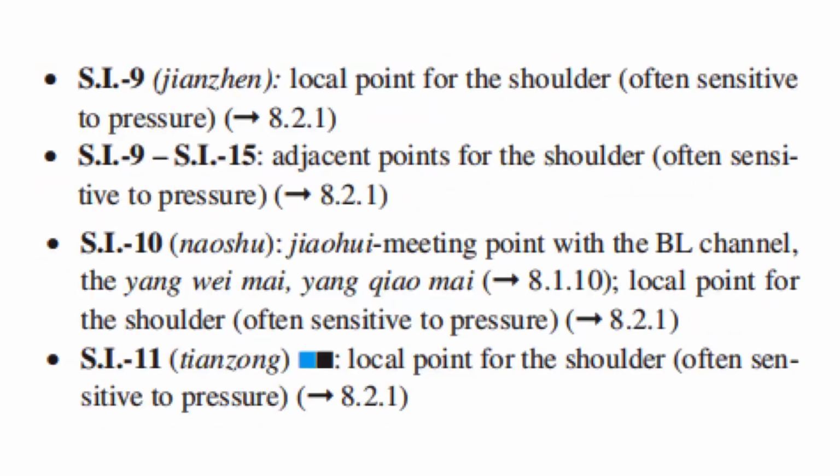SI9, local point for the shoulder, often sensitive to pressure. SI9 to SI15, adjacent points for the shoulder, often sensitive to pressure. SI10, Jiao Hui meeting point with the Bladder channel, the Yang Wei Mai, Yang Qiao Mai, local point for the shoulder, often sensitive to pressure. SI11, local point for the shoulder, often sensitive to pressure.